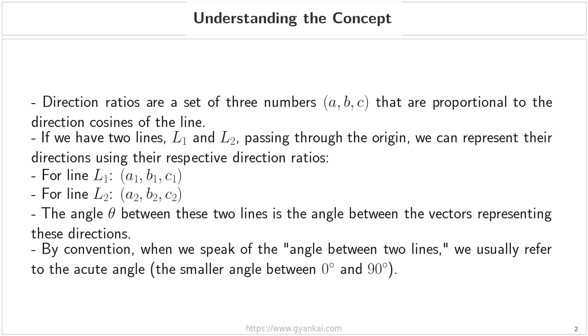One important thing to keep in mind before we move on to the actual formula in the next slide. By mathematical convention, when we talk about the angle between two lines, we are almost always referring to the acute angle. This means we are looking for the smaller angle, the one that sits between 0 degrees and 90 degrees. Keep this in mind, because as you'll see in a moment, our formula includes a special feature to ensure we always get this acute result.